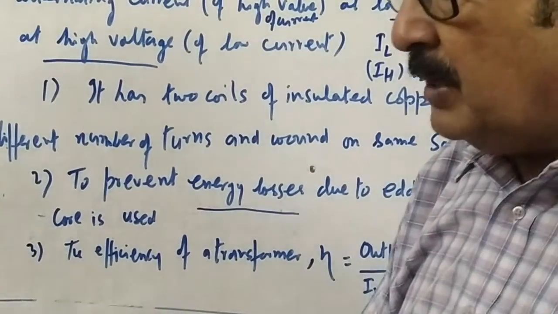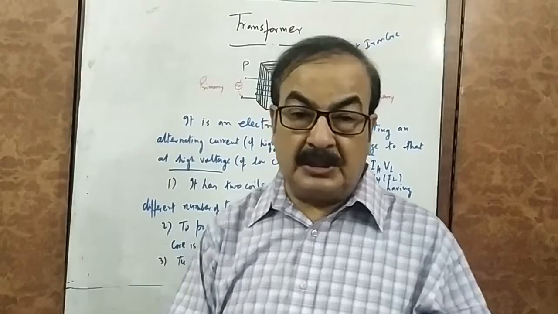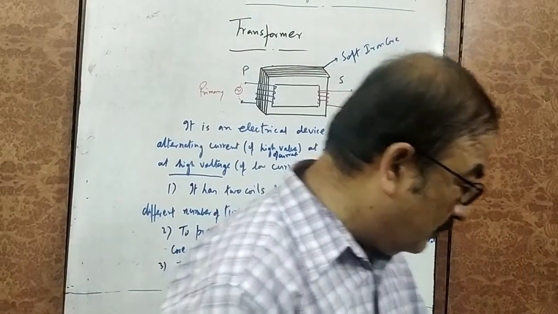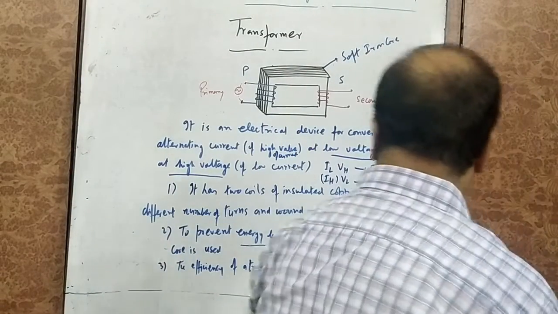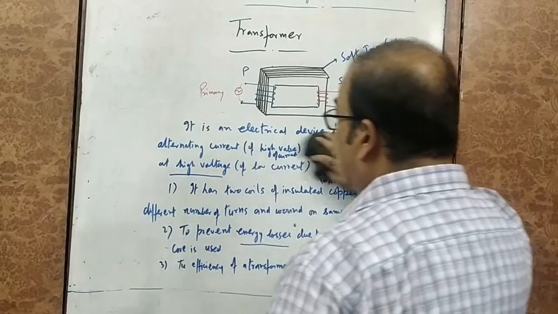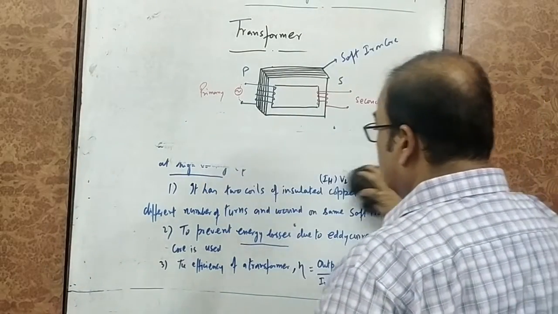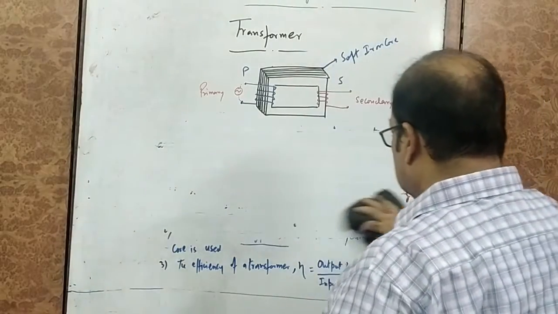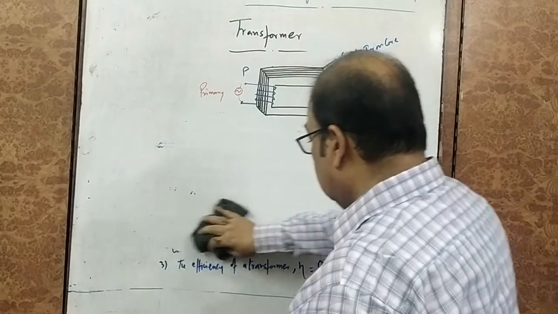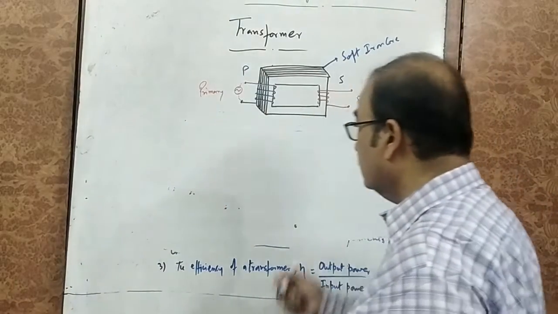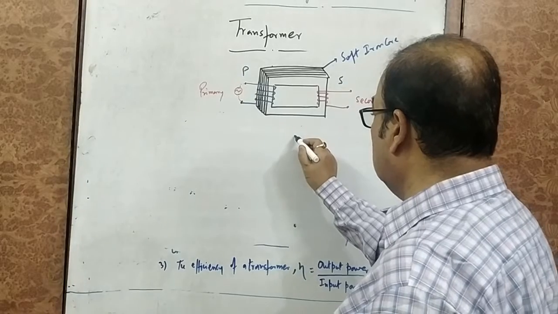Here transformer may be having two things you have to remember. It always have two types of transformer. One is your step up, other is your step down. That we have to discuss. The step down. The symbol of transformer is like this.